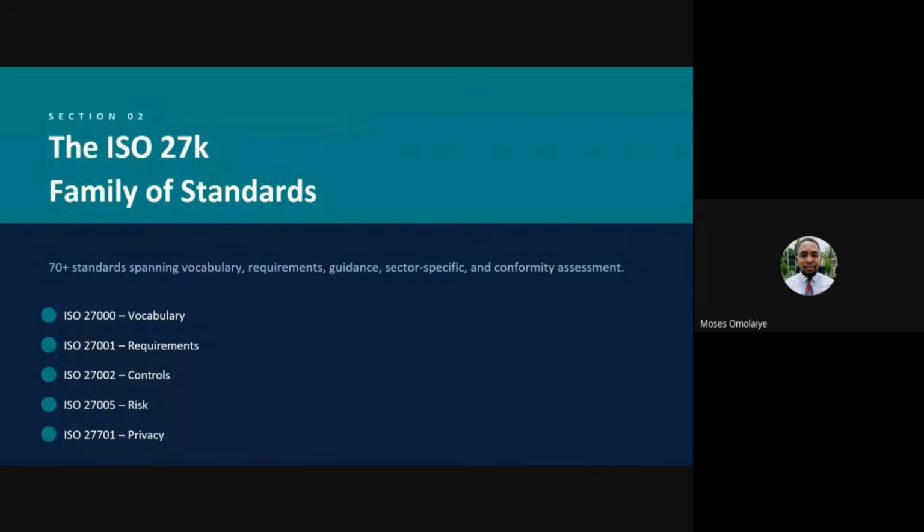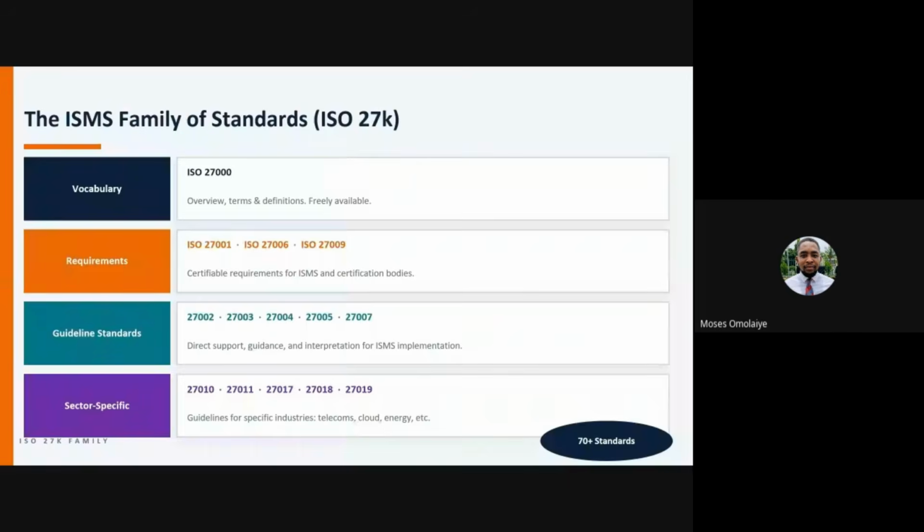And then you have conformity assessment. There's a standard for bodies that want to assess organizations when it comes to information security. So we'll just look at some. The vocabulary document, which is the 27000, shows us things like the overview, the terms and definitions, and this is free.